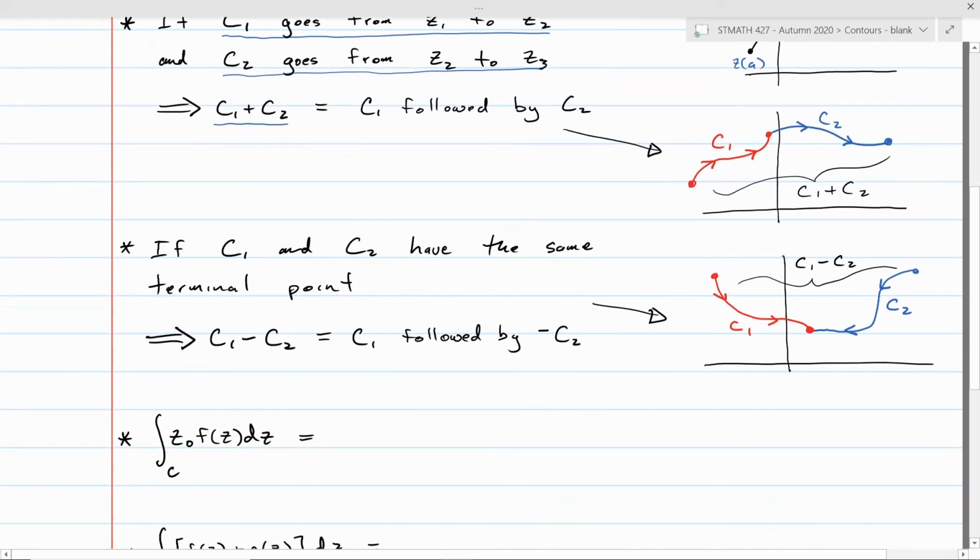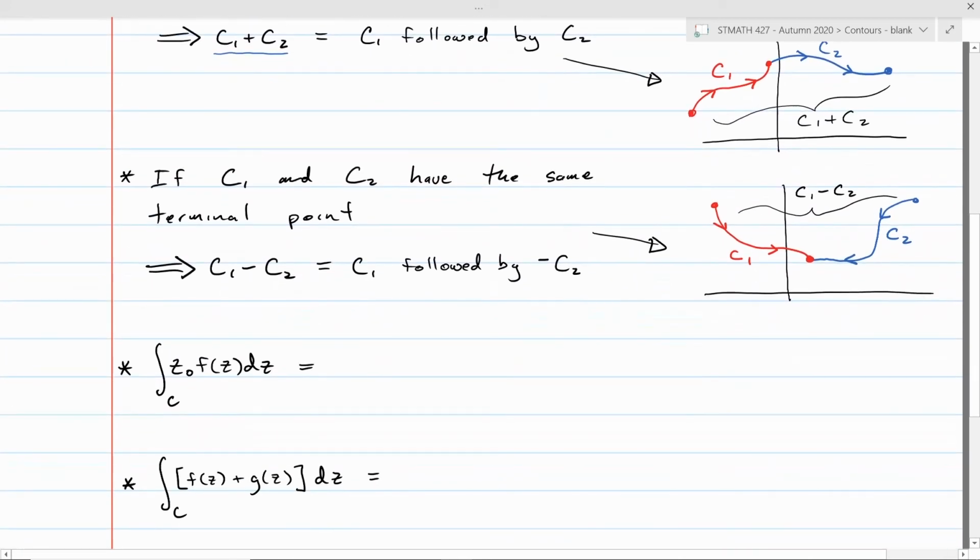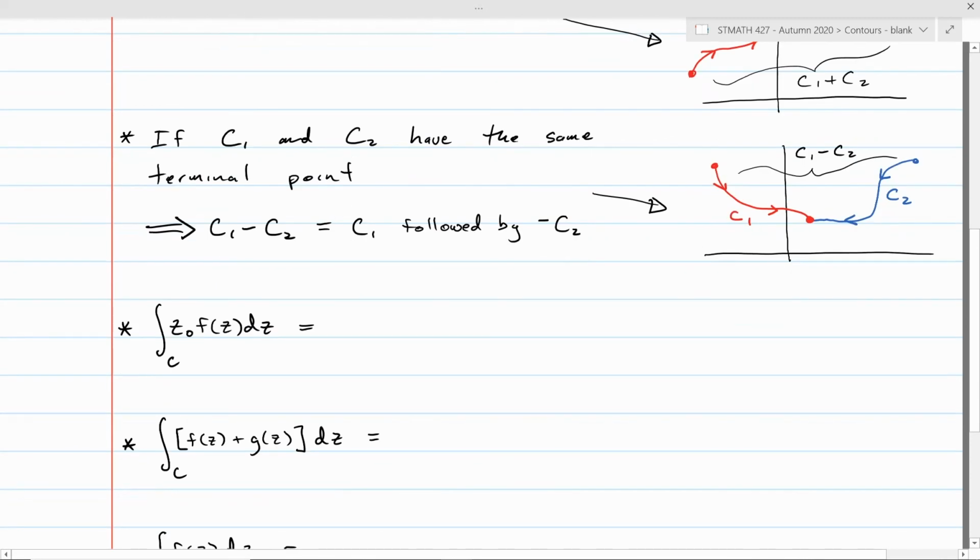Similarly, you can talk about C1 minus C2. The setup for that is that the two curves C1 and C2 have to have the same terminal point. So you see in the picture right over here, the red curve C1 points to that endpoint there in the middle, but C2 also points to that endpoint in the middle. So if I do C1 minus C2, it forms the long curve that goes all the way across. This curve goes from the initial point of C1 to the initial point of C2.